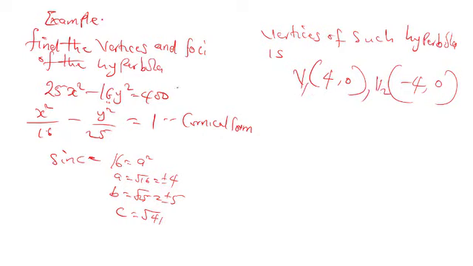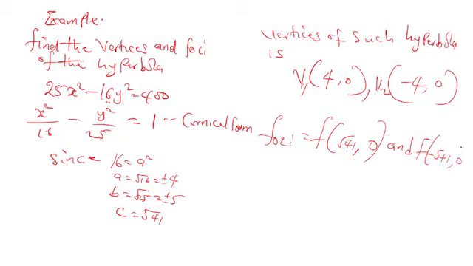Then the foci, that have to do with the c value, is equal to F, the square root of 41 in bracket, 0, and okay, remember to cover the bracket, and F, the value of our c, which is minus root 41 and 0. I think these are two values of this.